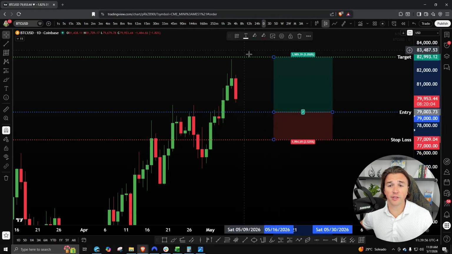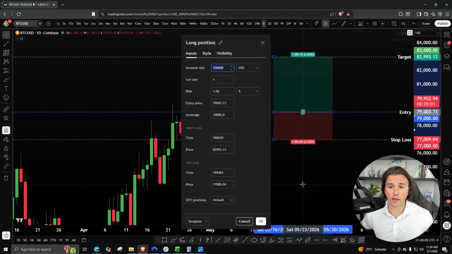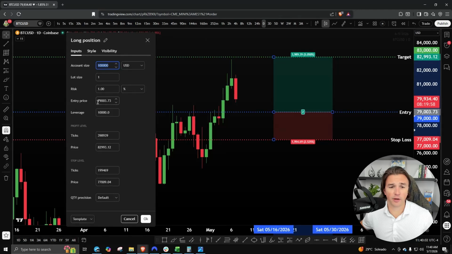Now we can go into the settings of this tool and get that down exactly. Right now it has the entry price at a long decimal number, but let's imagine we want to go to 79,000 exactly. And then our stop loss down here, we want that to be 77,000 exactly. Okay, and our profit level price, we want that to be 83,000 exactly.